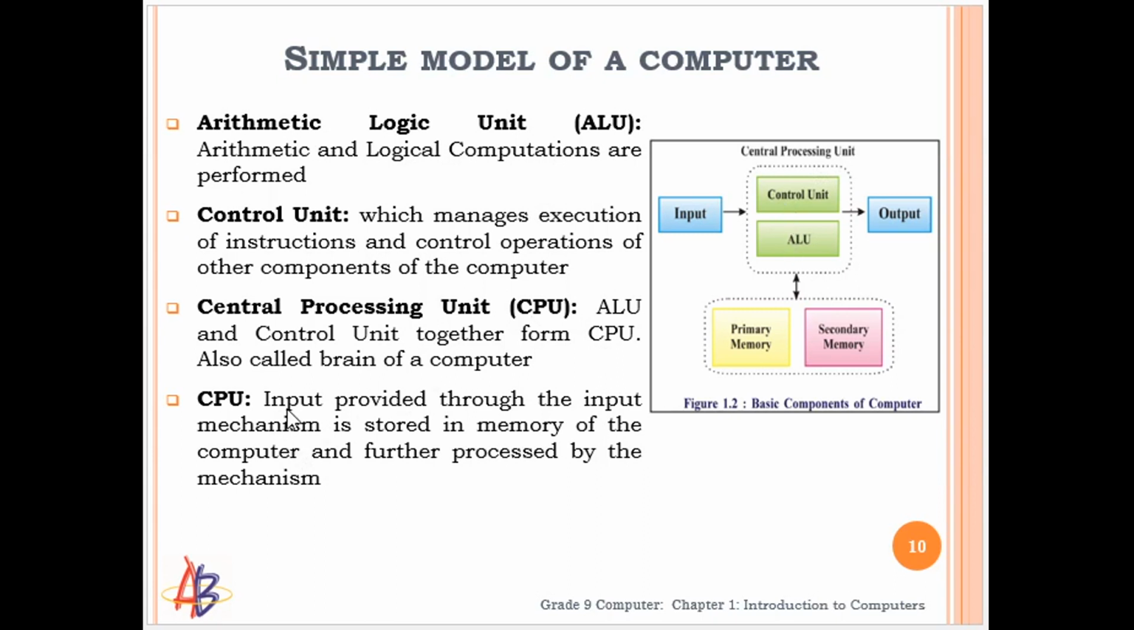What the CPU does: the input provided through the input mechanism is stored in the memory of the computer and further processed. So up till now we have seen these three blocks. What is the working? We provide some input, the input is stored in the memory, and on that input the CPU will do the further processing, and finally we get the output. Now we will see what the output unit is.